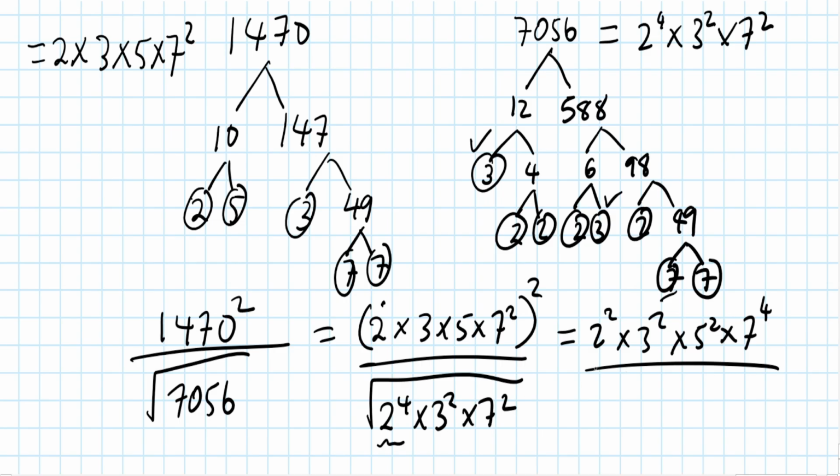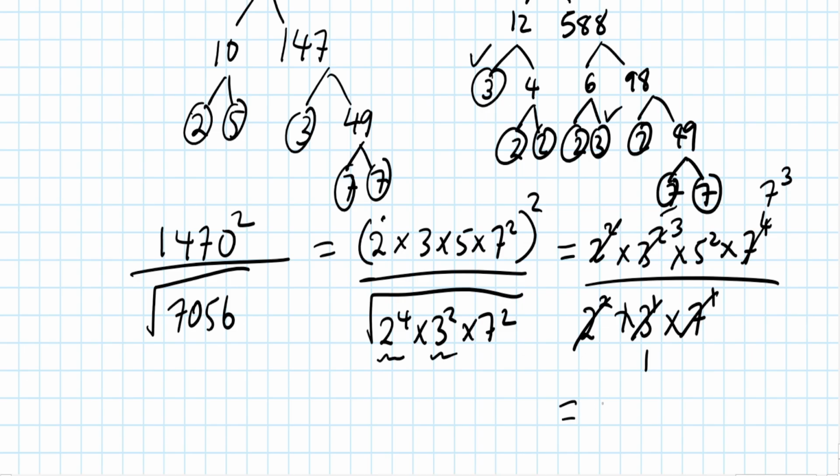If you square root 2 to the power 4, you have half the power, and therefore you're going to get 2 squared. Half the power of 3 squared, which is 2 divided by 2, gives you 1. So 3 power 1, and also 7 power 1. Right, now let's see which cancels out. This and this cancel out. Okay, this and this cancel out. It's going to give you only 7 cubed, and this cancels out with this and just remains with 3. So your final answer is going to be 3 times 5 squared times 7 cubed.